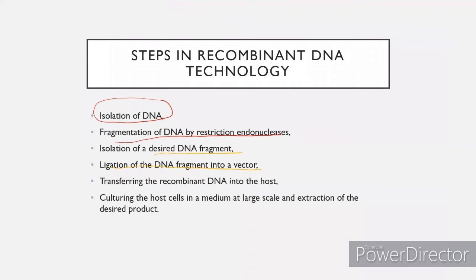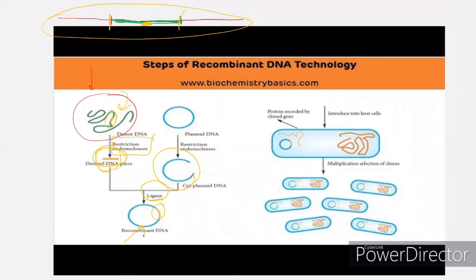Then we transfer the recombinant DNA into the host. So this particular DNA fragment that you are able to see right now, we have to transfer it to a bacterial host. So now we have transferred it, and the recombinant DNA, or the DNA fragment with the cloning vector, has been incorporated into the host cell.